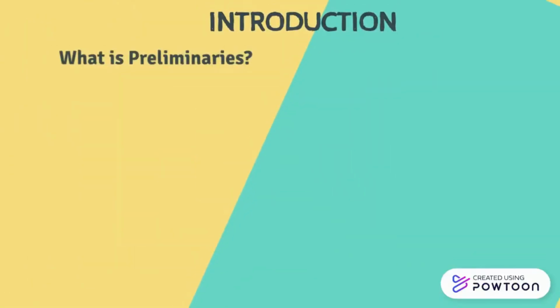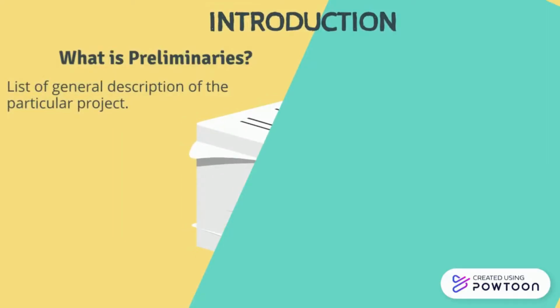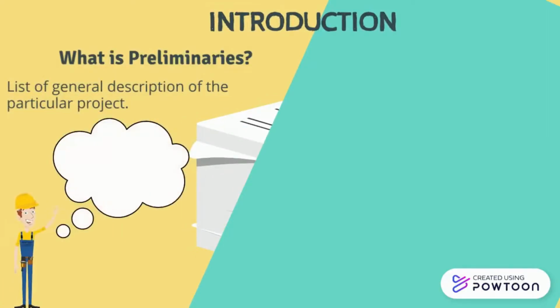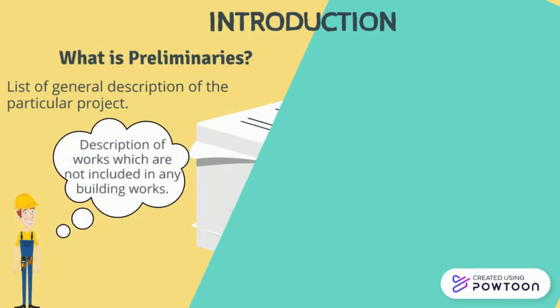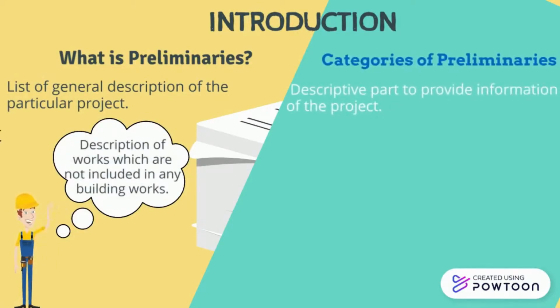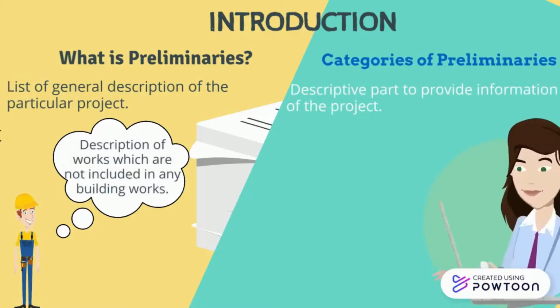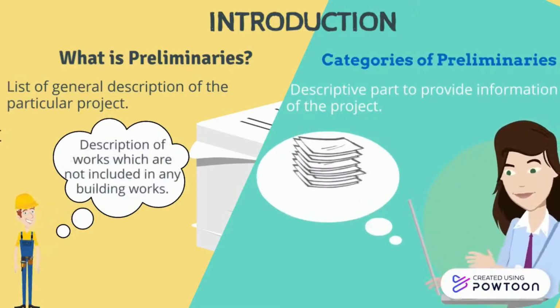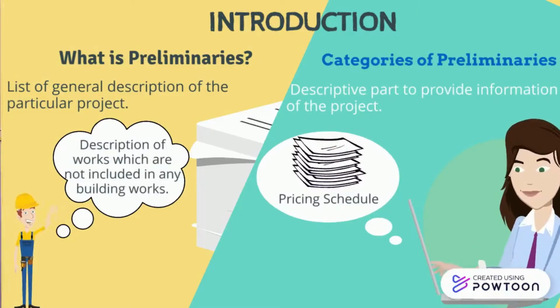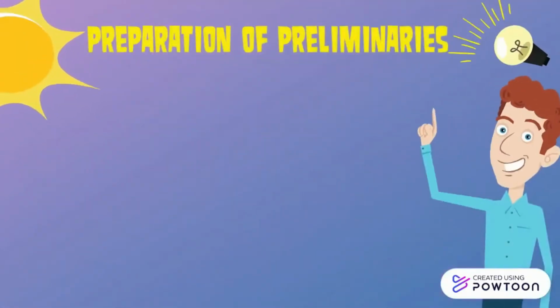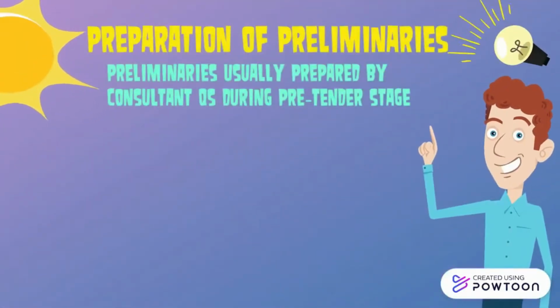Preliminaries provides a list of general descriptions of the particular project, information regarding the obligations of project parties, as well as descriptions for works which are not included in any building works. Preliminaries is made up of a descriptive part to provide information of the project and also a pricing schedule to be priced by the contractors. For traditional procurement method, preliminaries is usually prepared by consultant QS during the pre-tender stage.